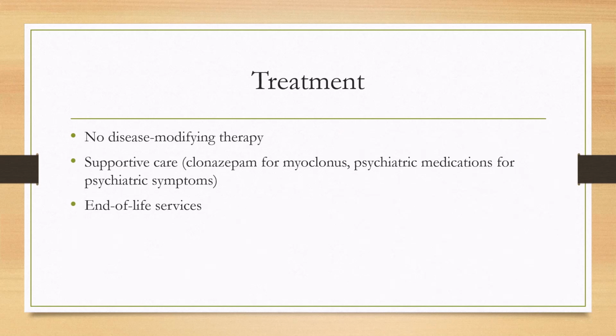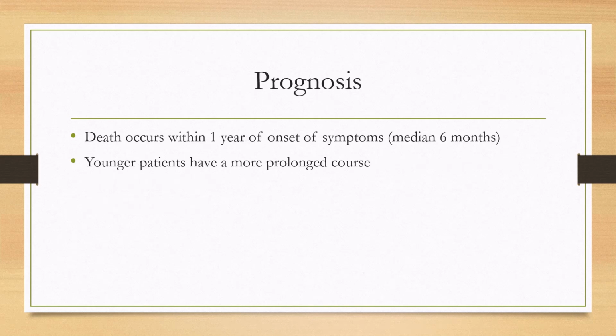For treatment, there is no disease-modifying therapy. However, supportive care can be helpful, such as if they have myoclonus as a bothersome symptom, then clonazepam or other anticonvulsants can help as well. For psychiatric symptoms, sometimes psychiatric medications are used, and end-of-life services and planning is very important as well, as these patients do not typically live long. In fact, death usually occurs within 1 year of the onset of symptoms, with the median duration being 6 months. And younger patients will have a more prolonged course, but they will also pass away.